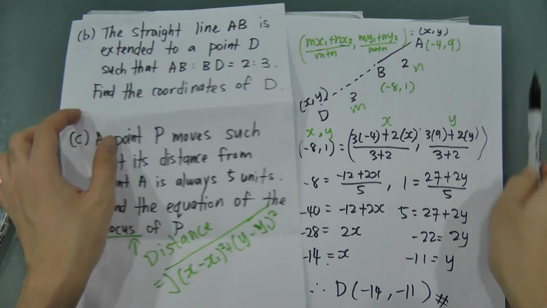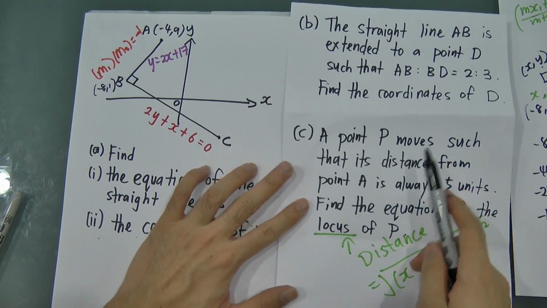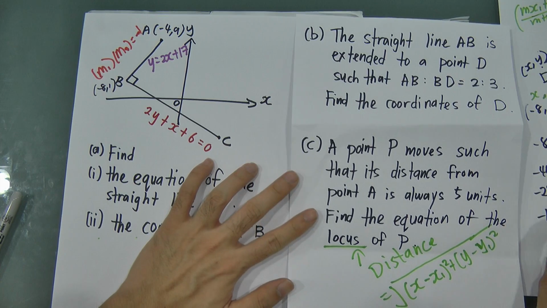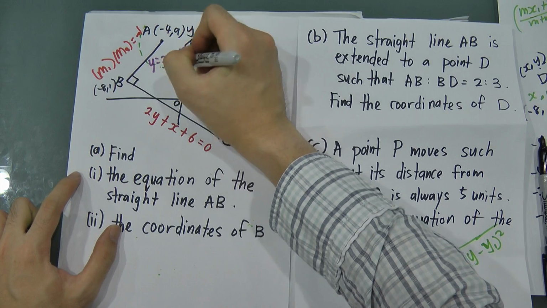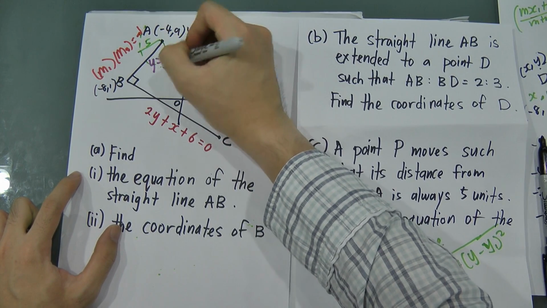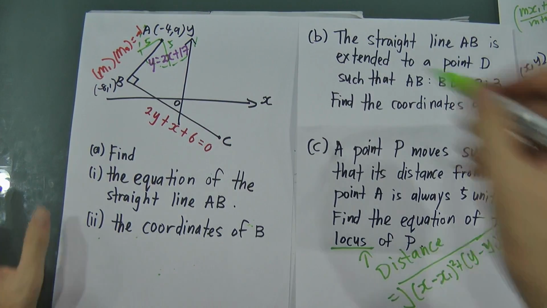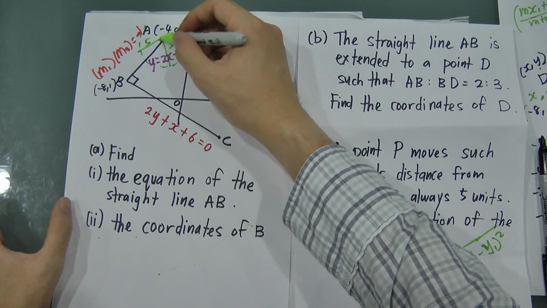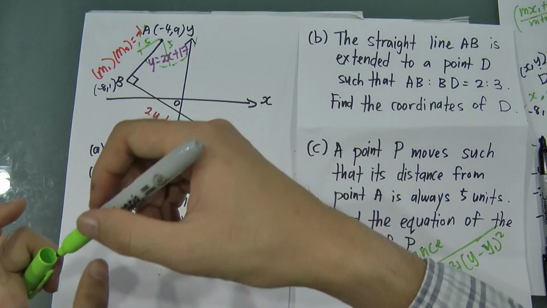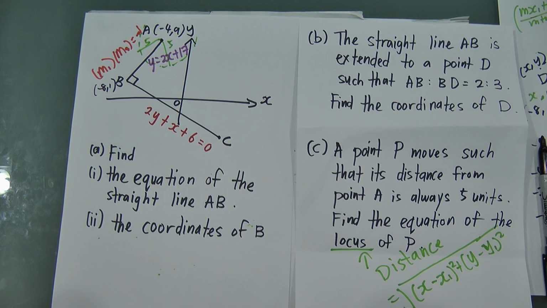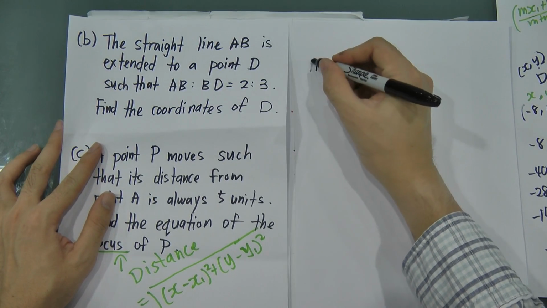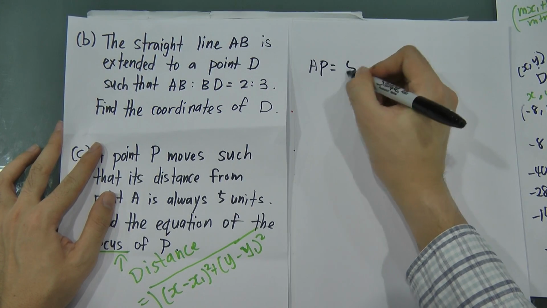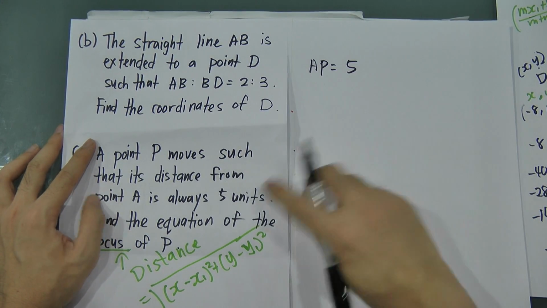However, I'm going to explain it, of course. He said point P will move such that its distance from A is always 5 units. So this is A, and I'm going to imagine point P will move somewhere here, and the distance over here is always 5 units. This is the meaning of move, because he's going to move along A. So from here, the first information I have from this part C is that AP will equal to 5, because the distance for AP is always 5 units.